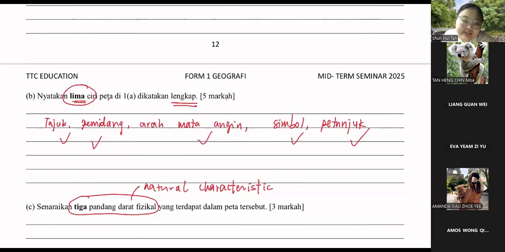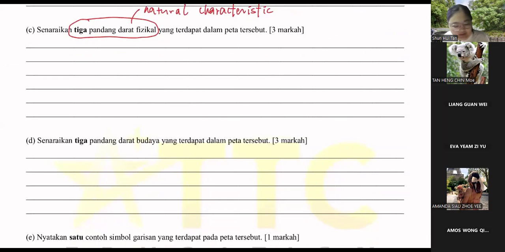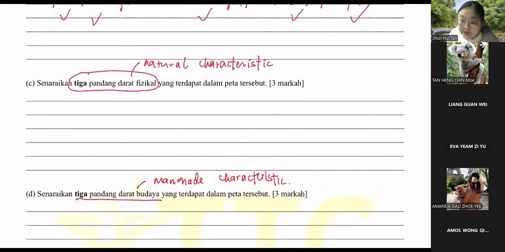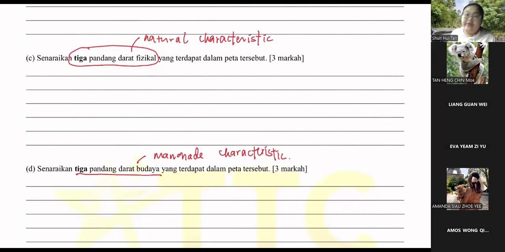All right. Then you just copy down your answer. You see the third one, say, 3 pandang darat budaya. Budaya means man-made characteristic. So you just copy down. Just pick 3 and write it down. Okay? Pick 3 and write it down. Okay? Then I don't write with you already.